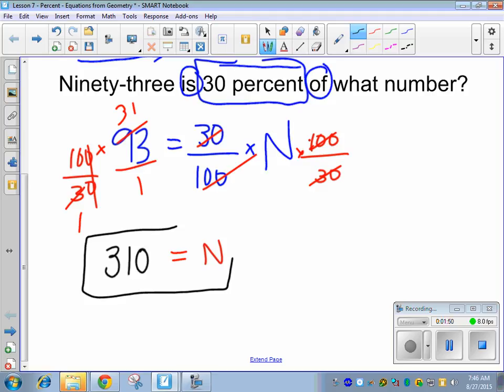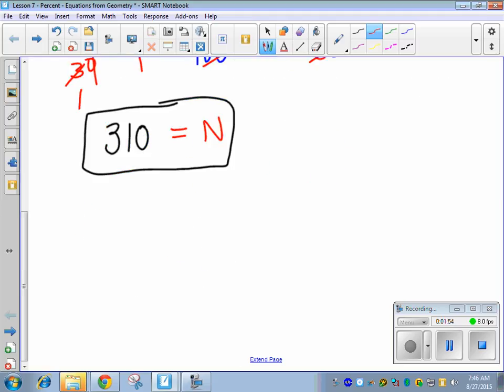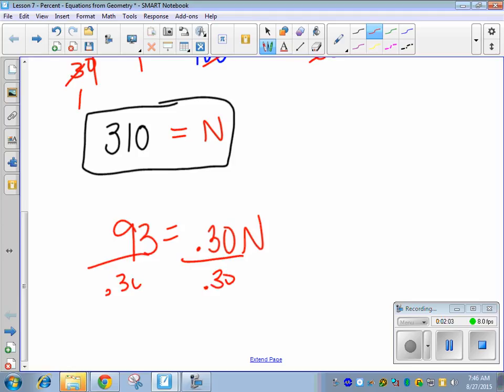Chloe? How would you multiply if you're doing a decimal? Good question. So if you like decimals and you did this, okay, because that's 30%, you wouldn't multiply, you would divide by the decimal, and then you'd have to do that in your head, on your calculator, however you want to do it, okay? And you'd get the same answer.